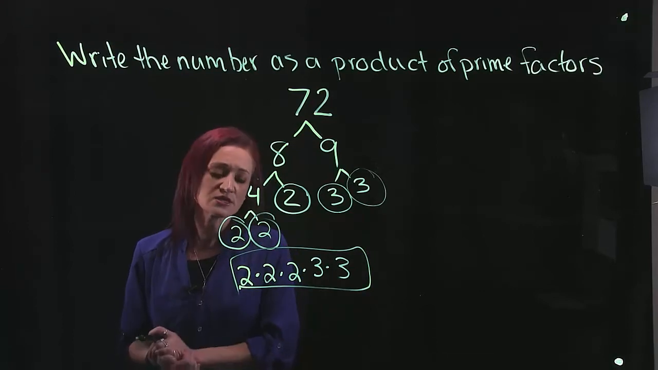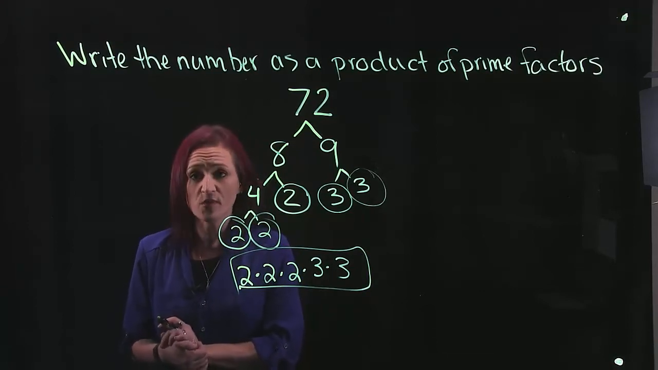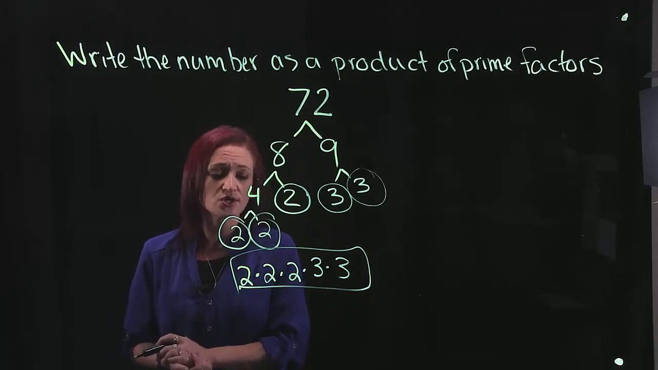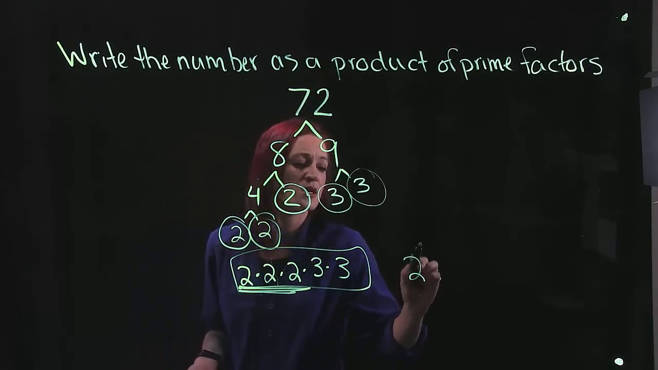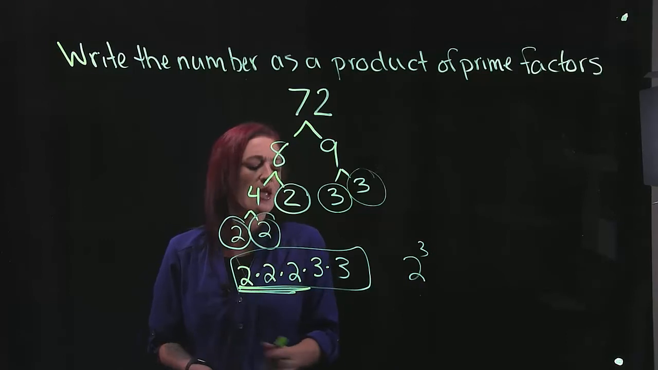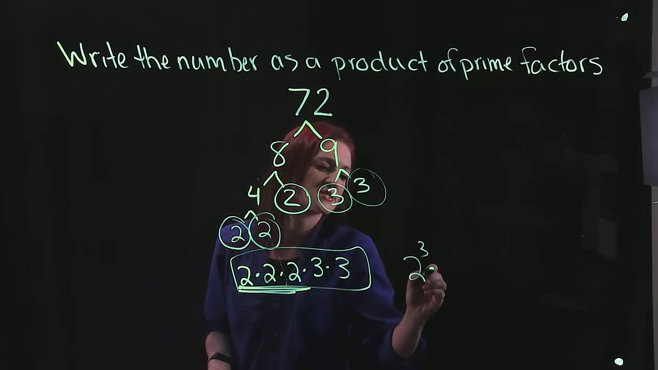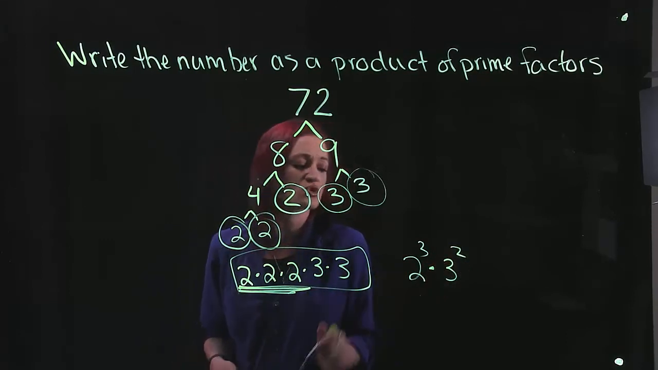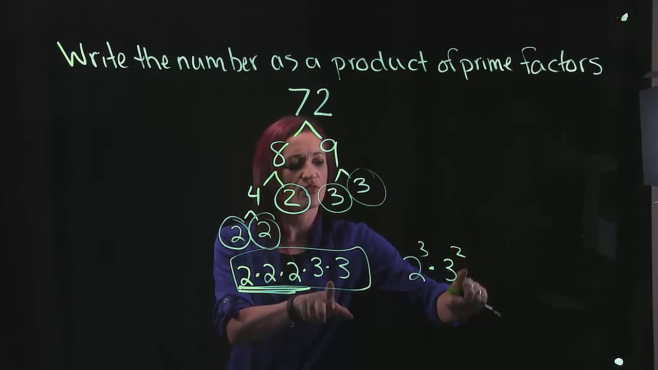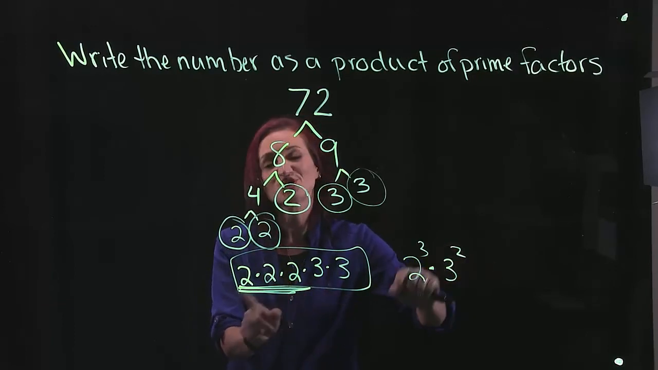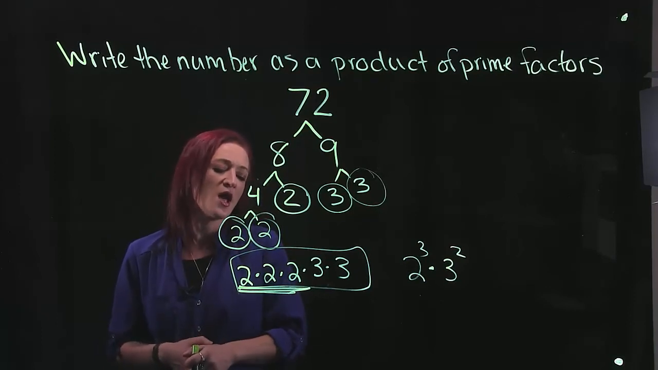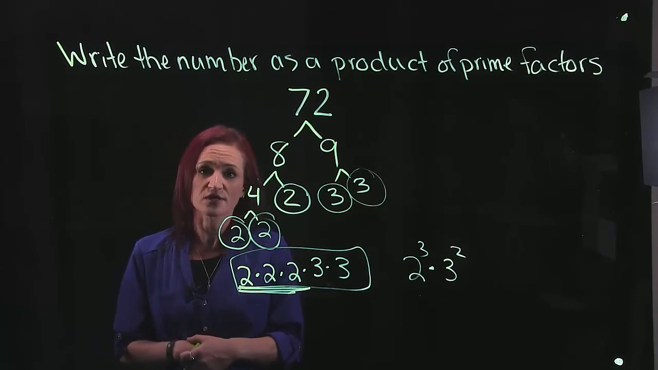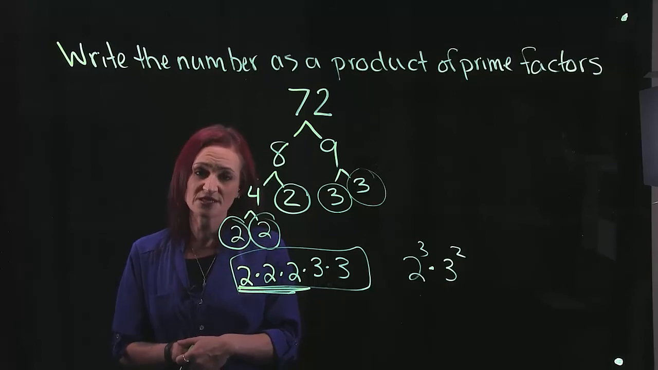Every once in a while, sometimes they also like it written as exponents. So a slightly different notation that you can do is, because we have 3 2s, that can also be written 2 to the 3rd power. And then we have 2 3s, so we can say times 3 squared. So it's just a slightly different notation, depending on which one of them you're wanting for this type of problem. Otherwise, that's it for this video.